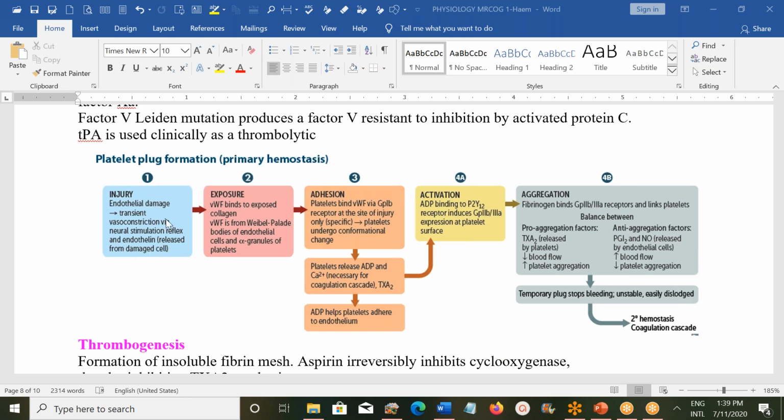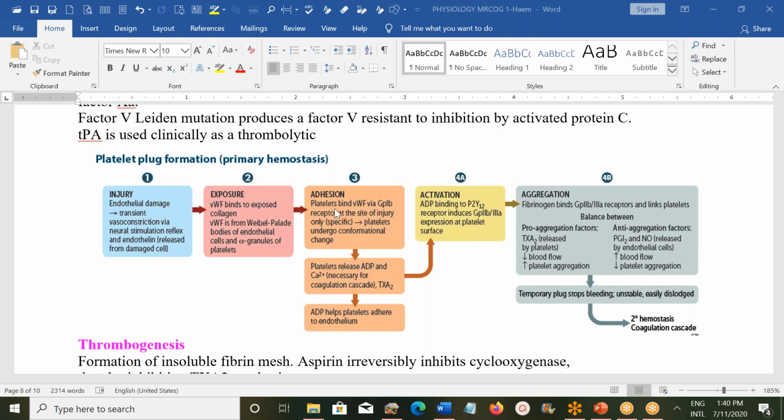So there was exposure of the endothelial surface. So what happened? This is the exposed surface. Von Willebrand factor will bind to the exposed collagen. The von Willebrand factor comes from the Weibel-Palade bodies of the endothelial cells, and also from the alpha granules of the platelets. First step was injury, then exposure of the collagen. Now adhesion will take place.